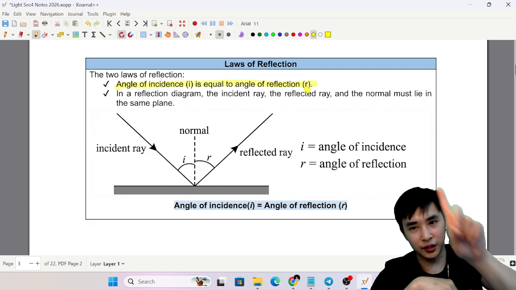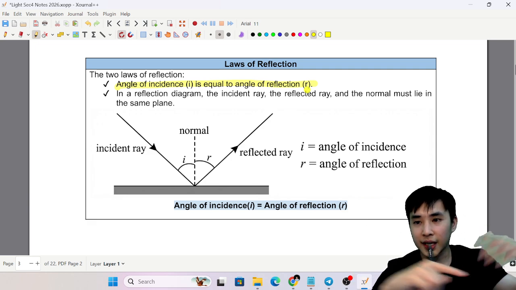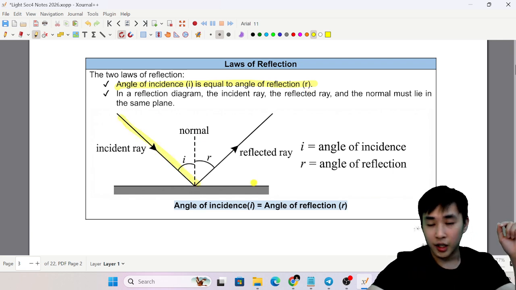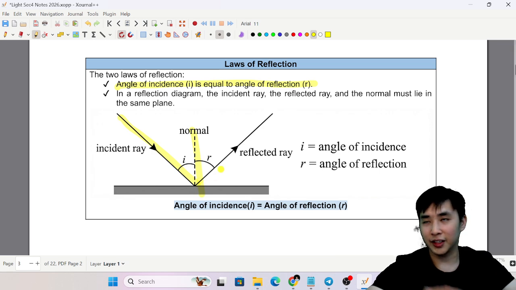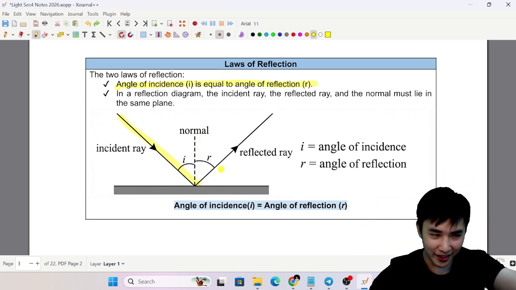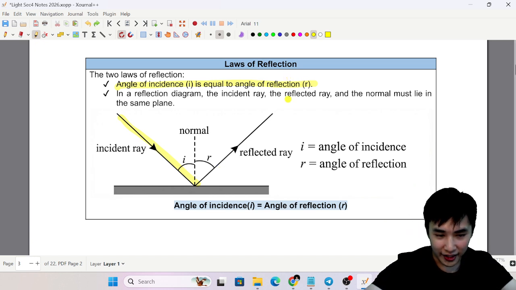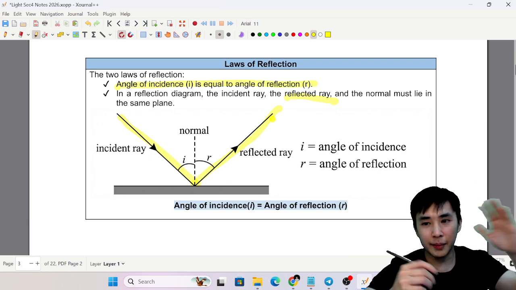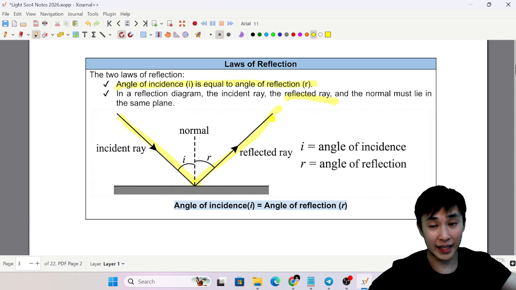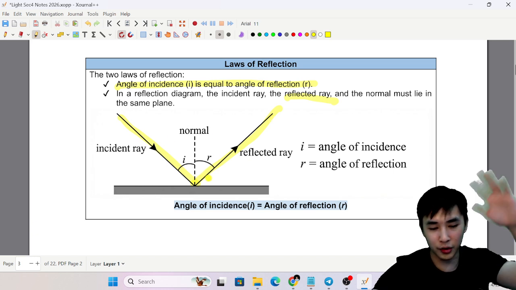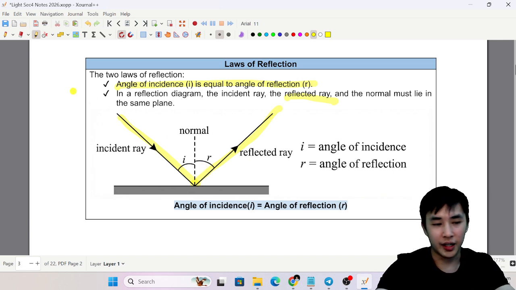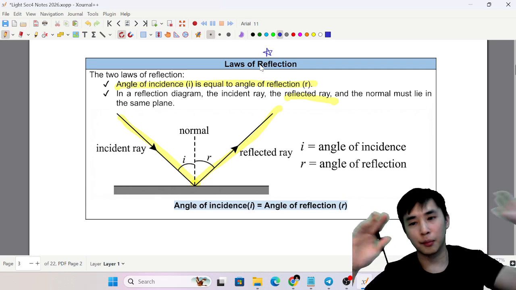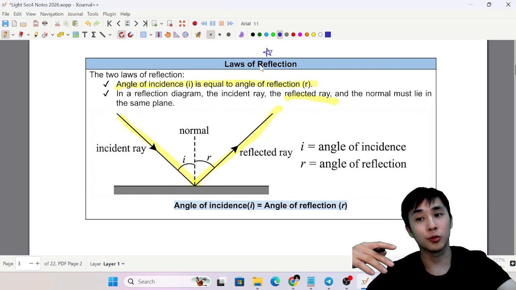Now this is only one of the laws, so there's a second law. The second law of reflection states that the incident ray, the normal, and the reflected ray, all three of these, must lie along the same plane. This is one of the rules that you have to remember. So in total, I've got two laws of reflection. You must know how to state both. A lot of exam questions will test you on this.